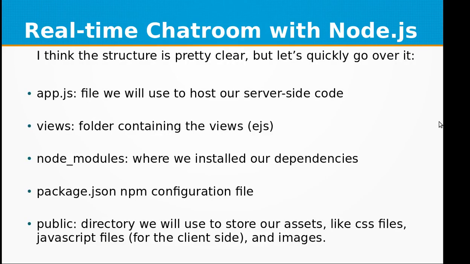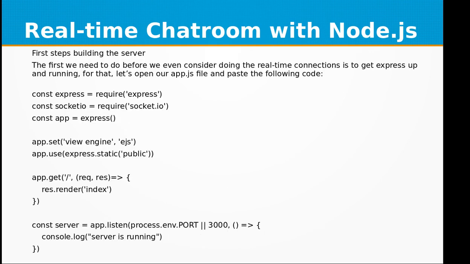I think the structure is pretty clear, but let's quickly go over it. App.js: this file will be used to host our server-side code. The views folder contains the views. The node modules is where we install all our dependencies. The package.json includes the npm configuration file. Npm stands for Node Package Manager. The public directory we will use to store our assets like CSS files, JavaScript files for the client side, and images.